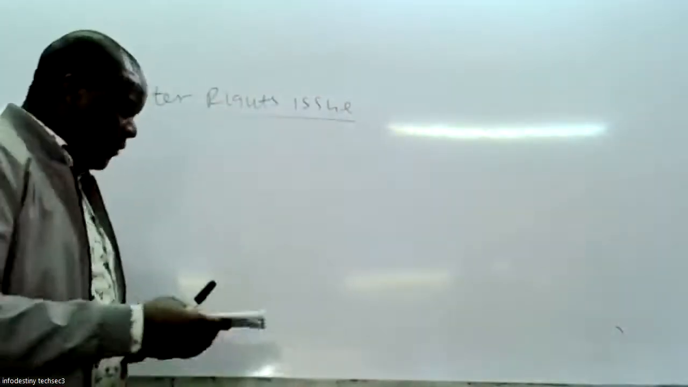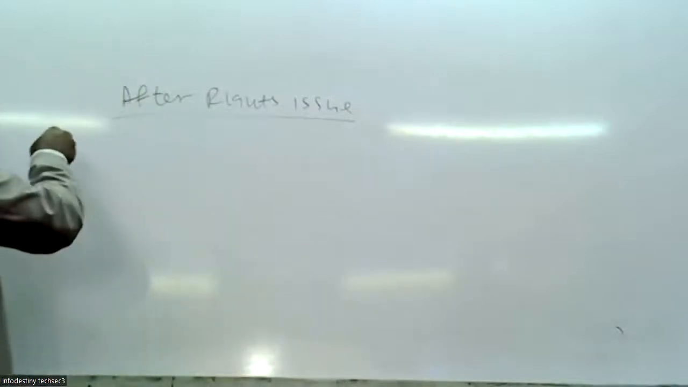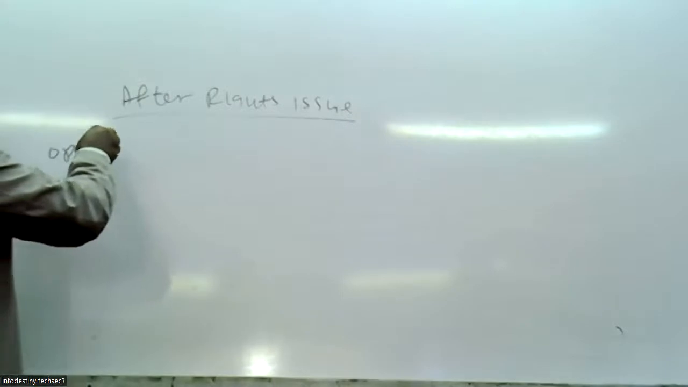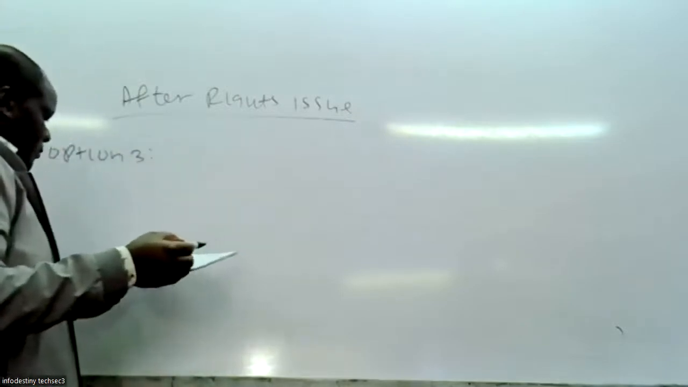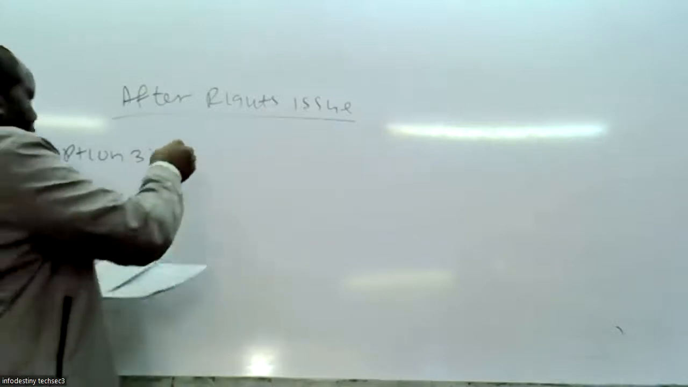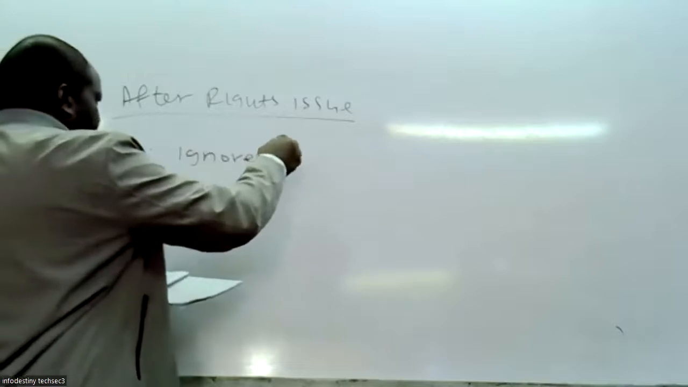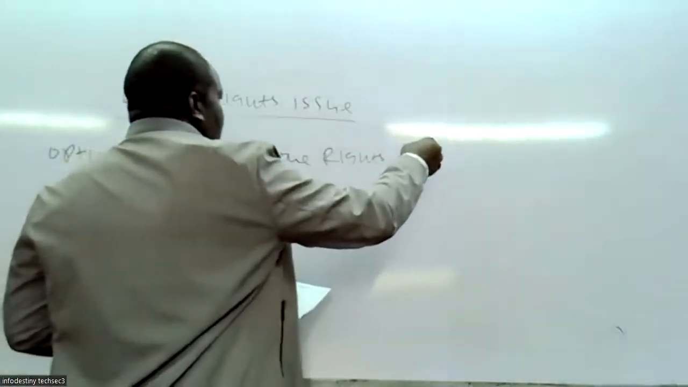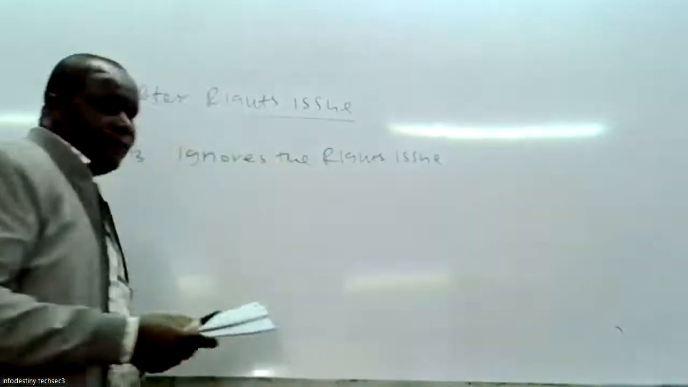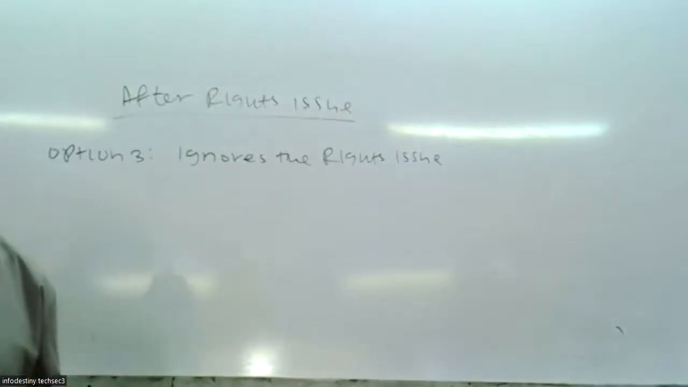So option 3 is meant to be ignoring the right issue. So now we ignore the right issue.